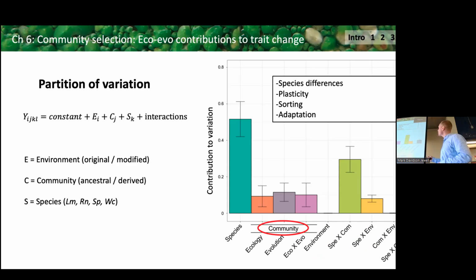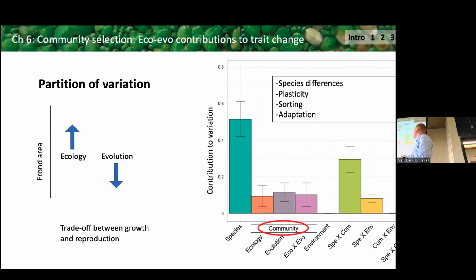However, there's also this huge interaction between ecology and evolution. That was surprising. What that means is that ecology and evolution didn't act in the same direction. They acted in opposite directions. So in environments in which all species evolved smaller fronds, it was the larger species that had the competitive advantage, and vice versa. So it was very surprising, and we've been kind of wrestling with this for a little bit. So it's important to note that selection between genotypes and species might not always act in the same direction. So you have to be careful with generalizations.